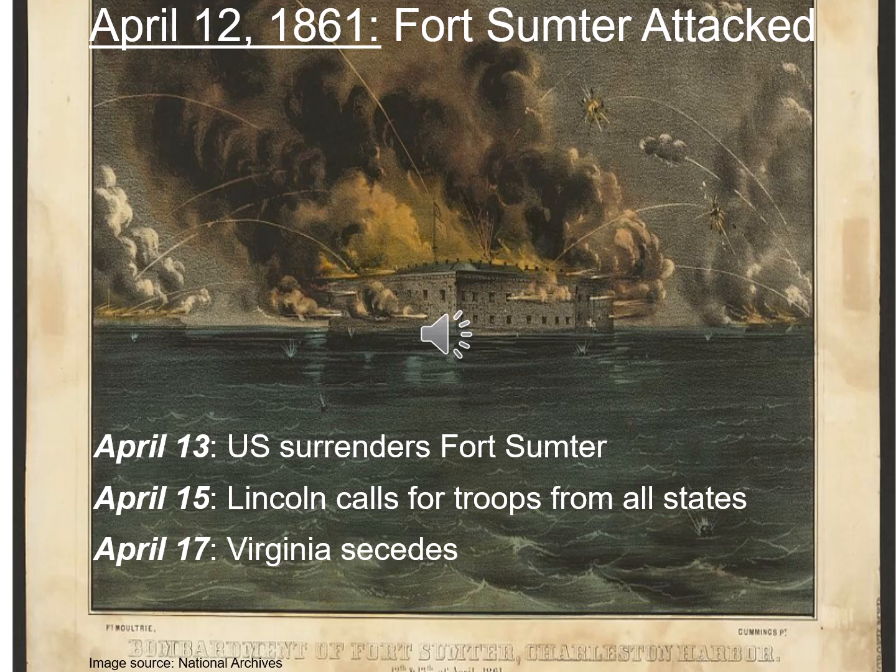Further events developed. After South Carolina seceded, it claimed the forts protecting Charleston Harbor belonged to South Carolina, not the United States. On April 12th, Fort Sumter was attacked, and due to its having limited supplies, the fort surrendered the next day. The federal troops were evicted. On April 15th, President Lincoln called for 75,000 volunteer soldiers from all states to put down what he termed the insurrection. On April 17th, Virginia decided it would not take up arms against its southern brethren, and leadership of Virginia seceded the state out of the United States.